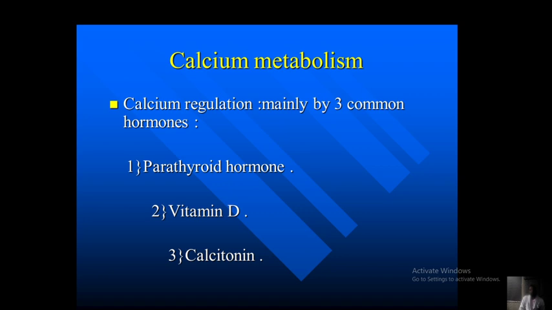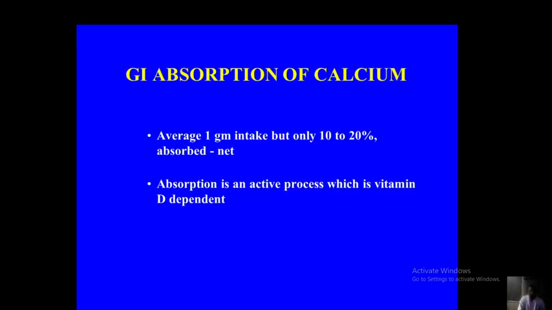So how is it regulated? It is regulated mainly by three hormones. The first hormone is PTH, the parathyroid hormone. The second is vitamin D. Vitamin D has two forms, generally three forms. The active form is calcitriol, which is 1,25-dihydroxy vitamin D3. And the third is calcitonin, which is released from the thyroid gland. We'll discuss their functions in the later slides.